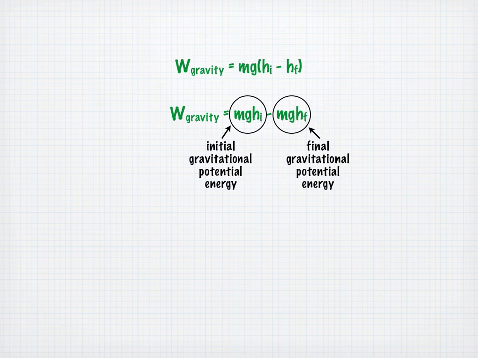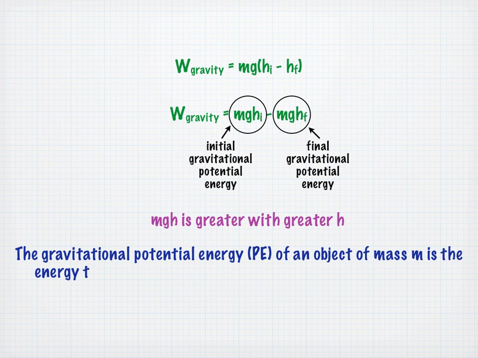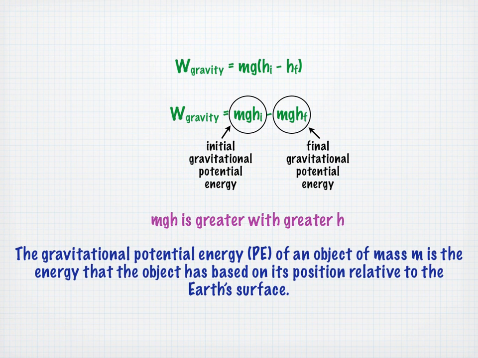You'll notice that the term m times g times h is greater with larger values of h. So m times g times h is the gravitational potential energy of the object. Therefore, the gravitational potential energy of an object of mass m is the energy that the object has based on its position relative to the Earth's surface. Gravitational potential energy equals m times g times h.